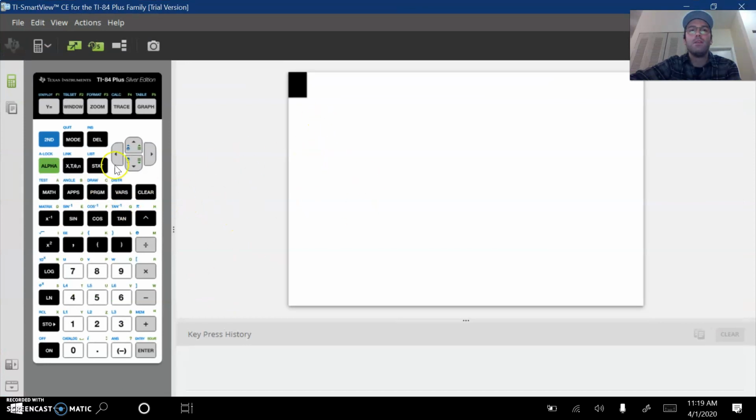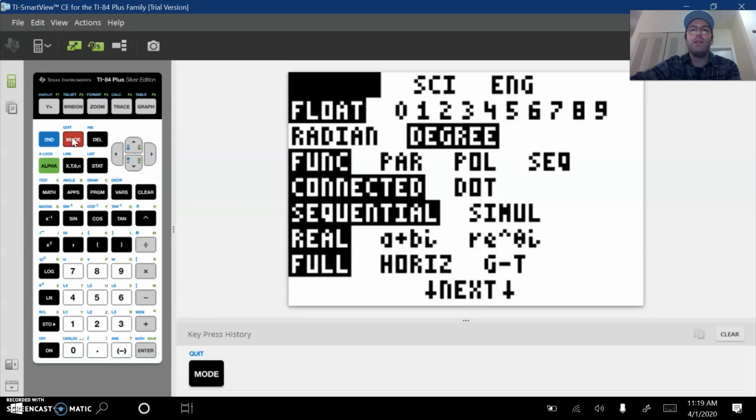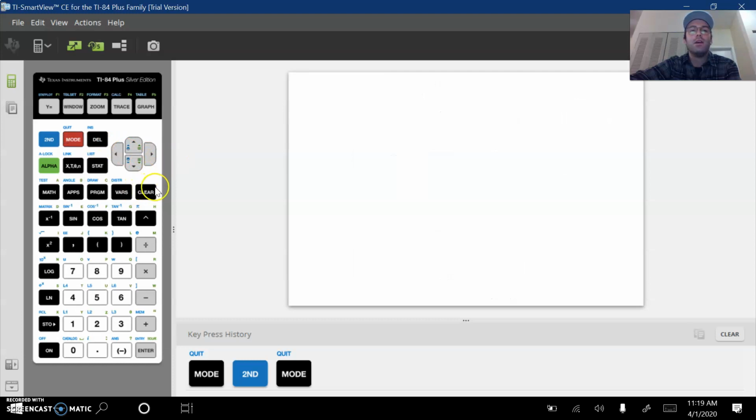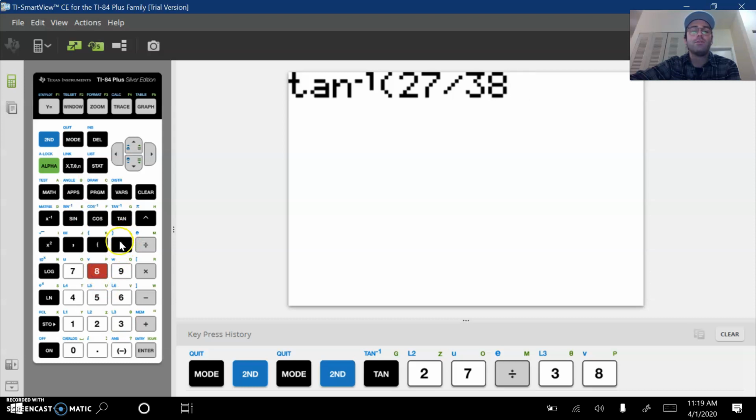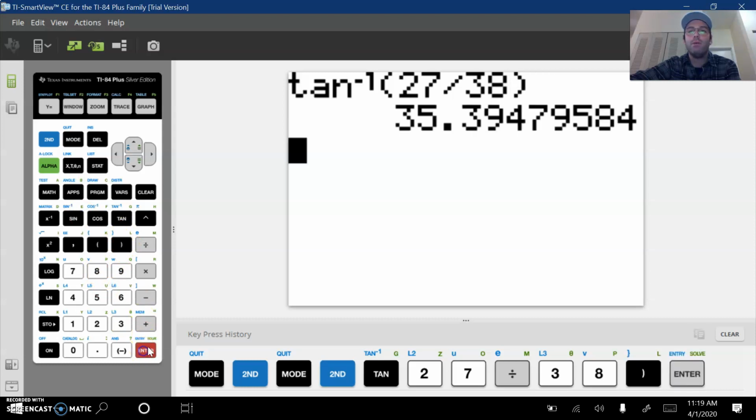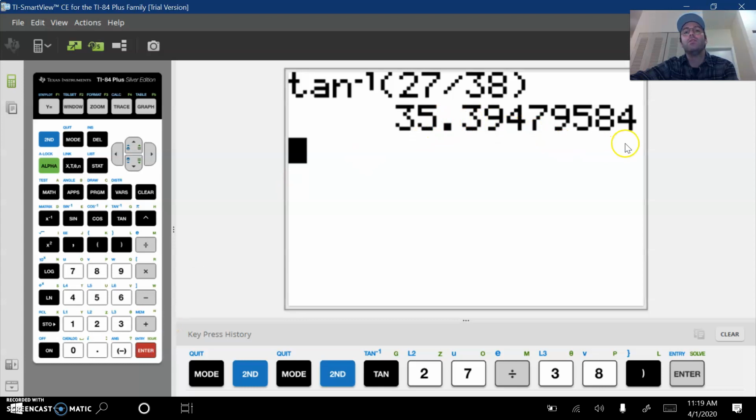Again, I'm going to really emphasize, make sure it's on degrees. If you did it once, it should be there permanently, but I just want to continue to emphasize that. To find tan inverse, I'm going to go second. Notice how you can see my keystrokes down here. Tangent. So to get the tan inverse like that, and then I'm going to hit 27 divided by 38. Again, it doesn't matter if you close your parentheses. I'm going to close it just because I'm hard math. Boom. There's our angle. Our angle is 35.39.